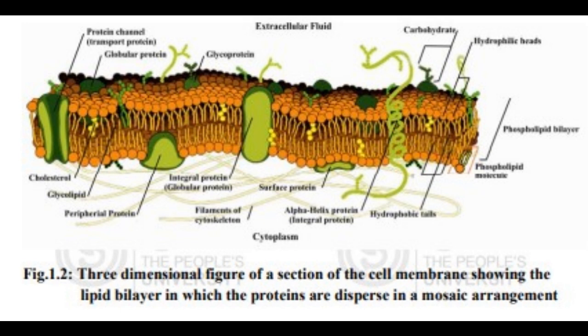2. Cytoplasm. The cytoplasm lies inside the cell membrane and is composed mainly of water, about 90%. Most of the vital chemical reactions of cell metabolism take place in the cytoplasm. The cytoplasm can be divided into two components.